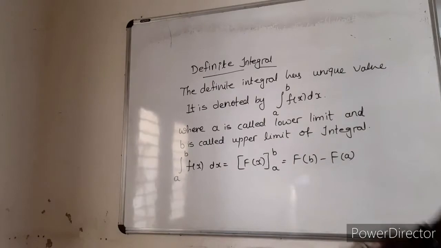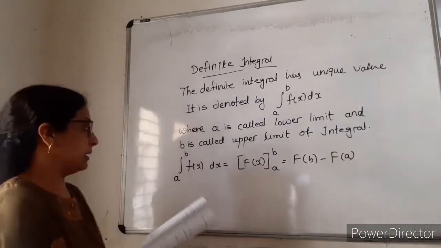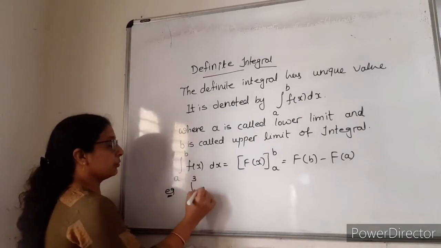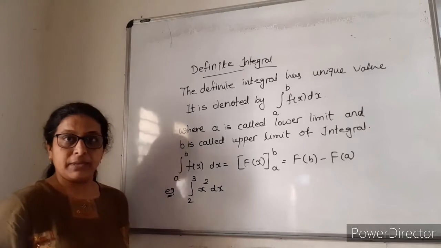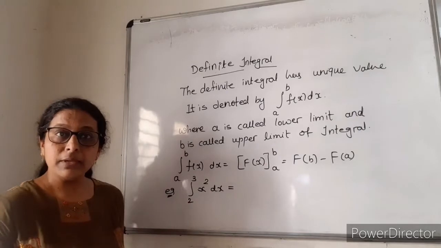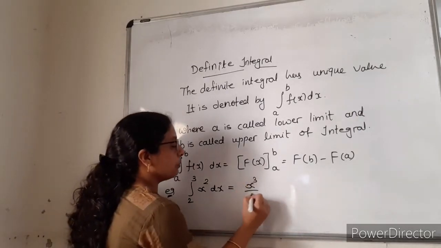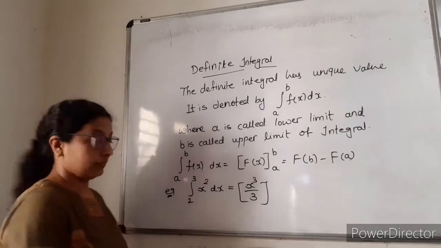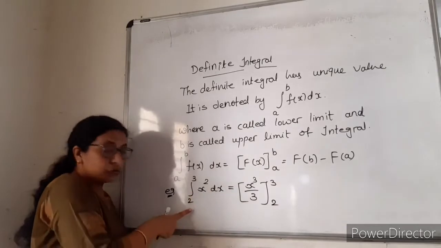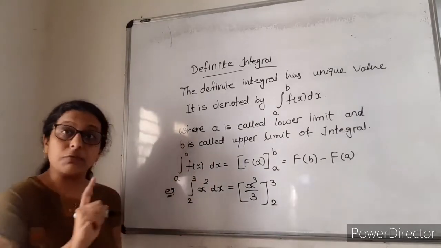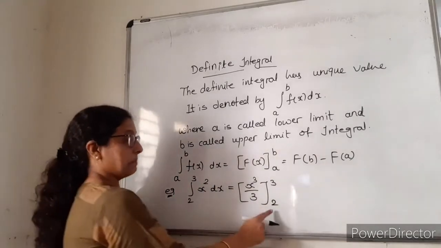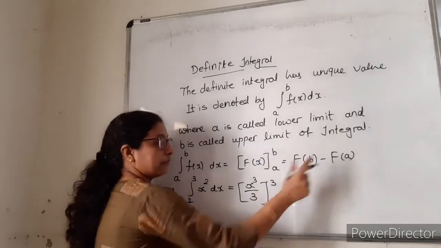Now here, for example, it is given integration from 2 to 3 of x square dx. That is equal to, now what is the integration of x square over here? That is x cube by 3. From 2 to 3 is the limit that we'll write here. So first we find the integration as usual, then apply the limit f of b minus f of a.